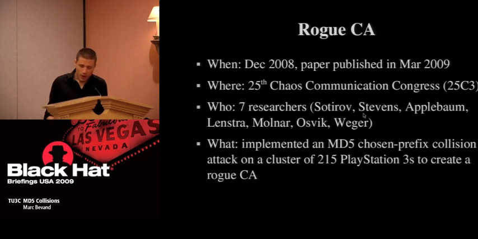Now, to go back to the main topic of that talk, in December 2008, this group of 7 researchers implemented what is known as an MD5 chosen-prefix collision attack to create a rogue certificate. They used a cluster of 215 PlayStation 3s, and according to them, it took 18 hours to perform the most computing-intensive part of that attack on their cluster.